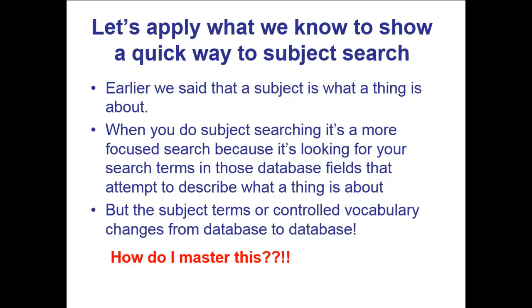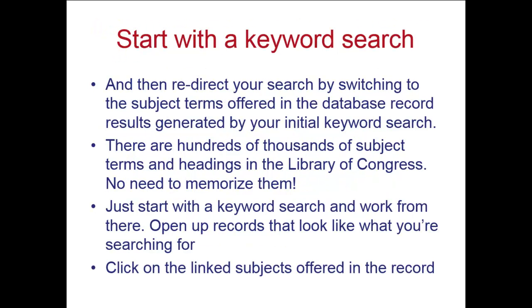How do you master this, you might be asking yourself, if things change around constantly? Well, here's what you do. Start with a keyword search, and then redirect your search by switching to the subject terms offered in the database record, those results generated by your initial keyword search. There are hundreds of thousands of subject terms and headings in the Library of Congress. There is no need to memorize them all. I certainly don't. So just start with a keyword search and work from there.